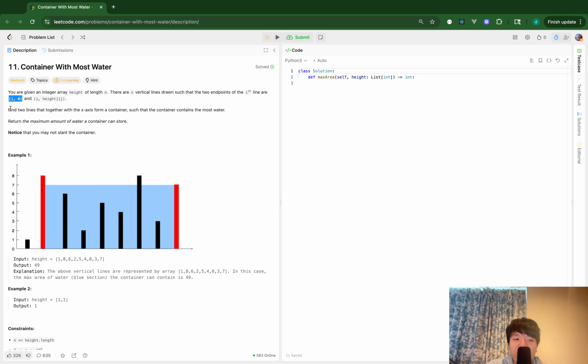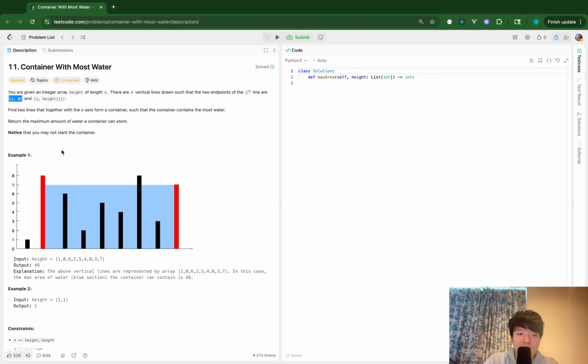Find two lines that together with the x-axis form a container, such that the container contains the most water. Return the maximum amount of water a container can store. The return value is the maximum amount of water, which is an integer. Maybe not integer, number. Notice that you may not slant the container.